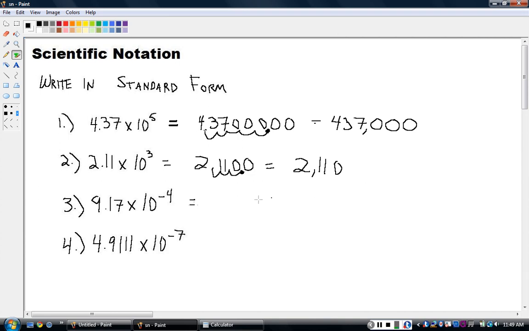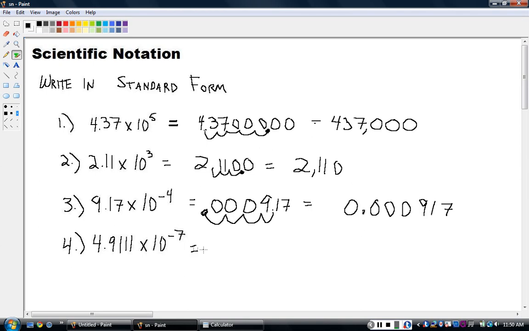Okay, negative exponents, we're going to go the other direction. So I got 9.17. I have to recognize that when I multiply by a negative power, it's going to make this number smaller. So I'm going to need the zeros on this side. Okay, and I move it 4 spots. 1, 2, 3, 4, and I stop right there. So my answer is 0.0000917. Okay, and if you want, in the book you'll see a 0 here. That's just showing you that this number is less than 1.